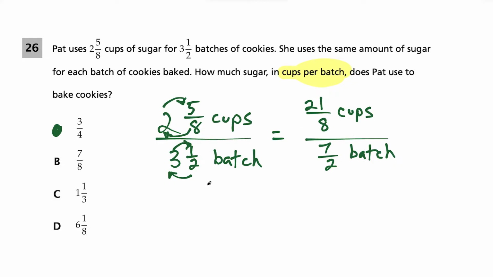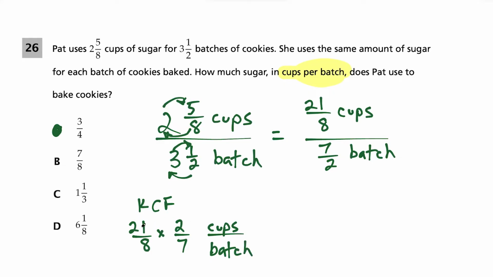And then when you divide fractions, you have to use keep, change, flip. So for keep, change, flip, what we're going to do is we're going to take 21 over 8. We're going to keep this. We're going to change the operation to multiplication, and we're going to flip the bottom fraction to 2 over 7. And the units are going to be cups per batch. So that I'll just write off to the side.